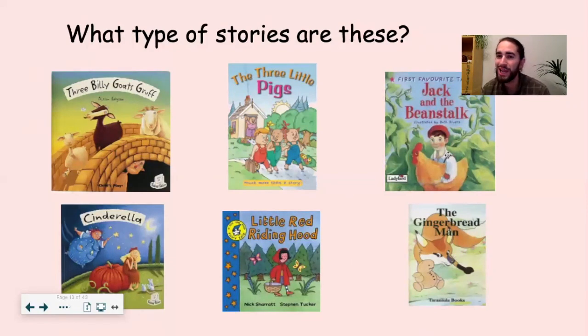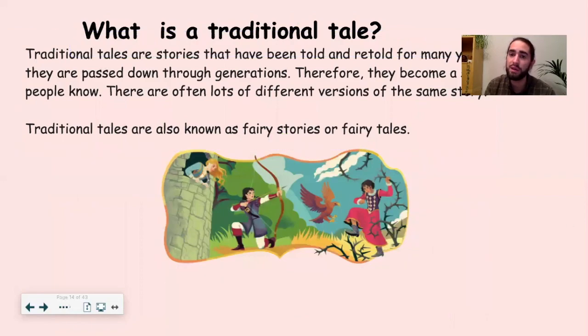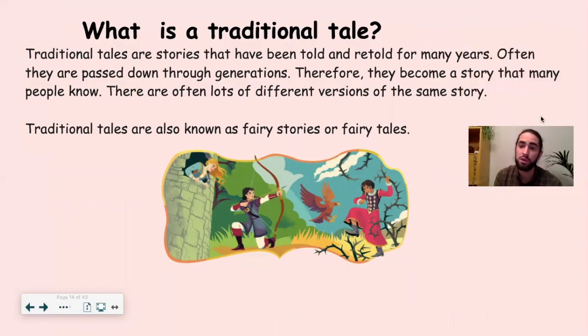Yep, they are called traditional tales or maybe even fairy tales as well. So we've been looking at traditional tales this week, and let's just remind ourselves of what traditional tales are. Perhaps you could even pause the video and see if you can try to remember. Traditional tales are stories that have been told and retold for many years, and they often are passed down through lots and lots of families and through a long, long period of time, and they become a story that people know very well. And there's lots of different versions of each of these stories as well. So that's good, we've been able to remember all of our learning from yesterday.